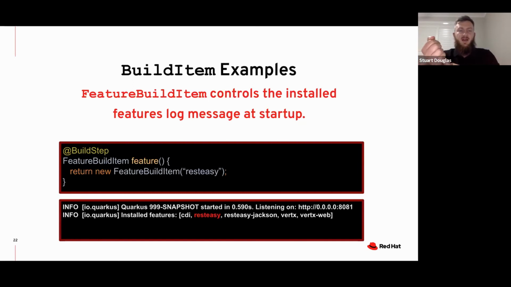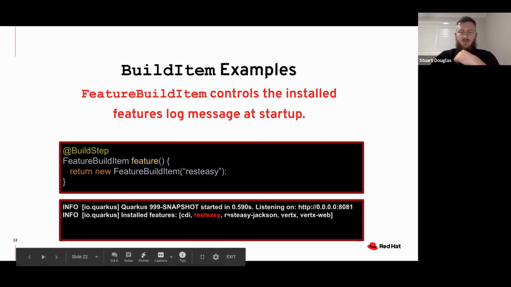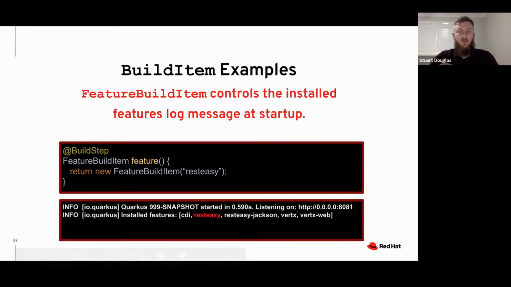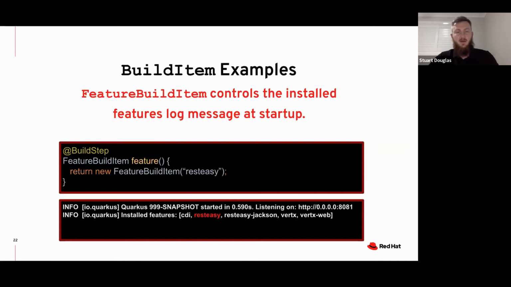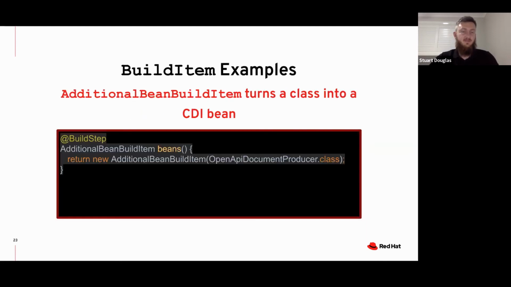So the absolute simplest build item we have in Quarkus is the feature build item. Now, you may have noticed that when Quarkus starts up, it logs the installed features, and that's because this list is driven by a feature build item. Because we didn't produce a feature build item, we didn't get listed in that list. So if I add this build step into our extension, by producing this feature build item, it will add my extension name into this list. Very simple example, but not super interesting in a lot of ways.